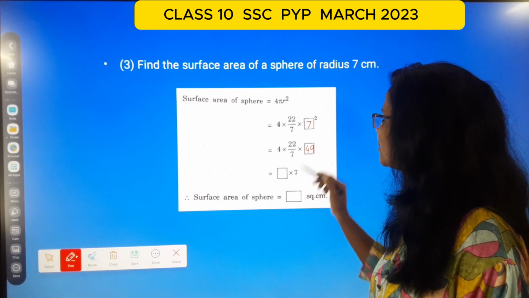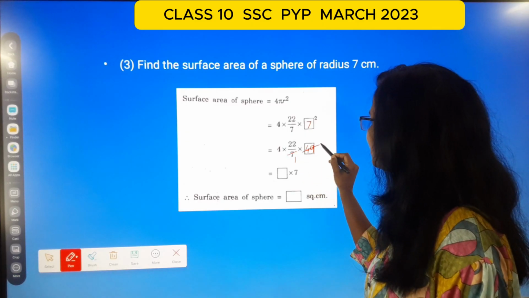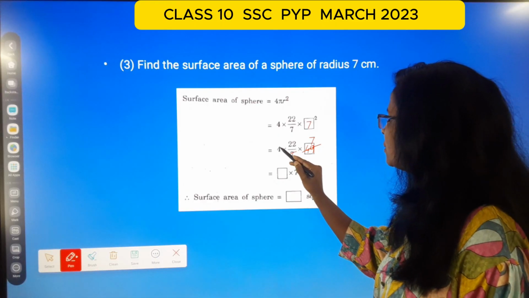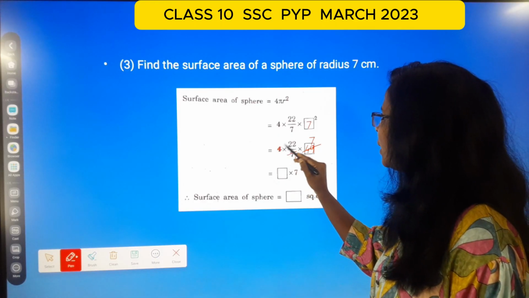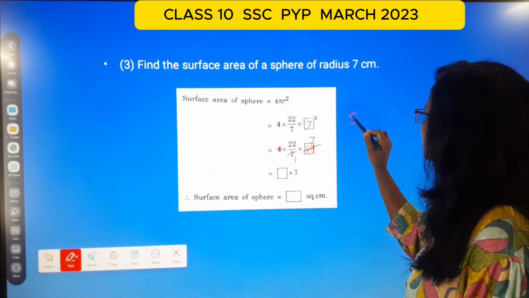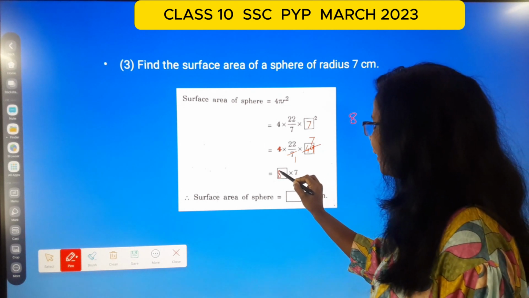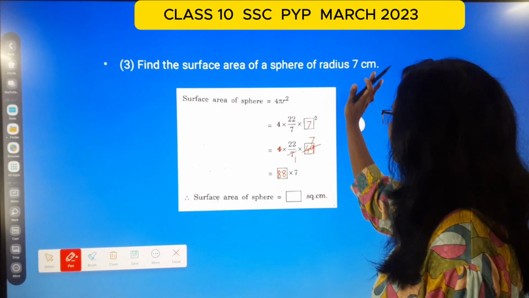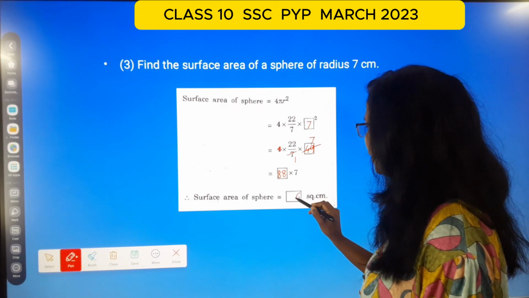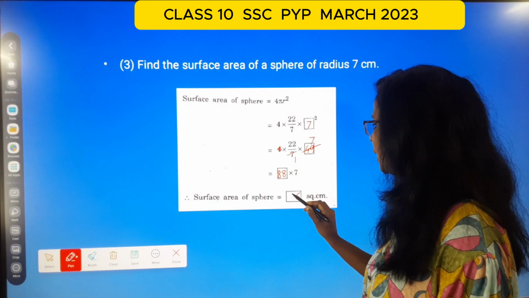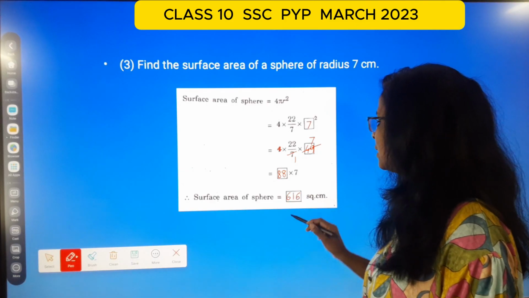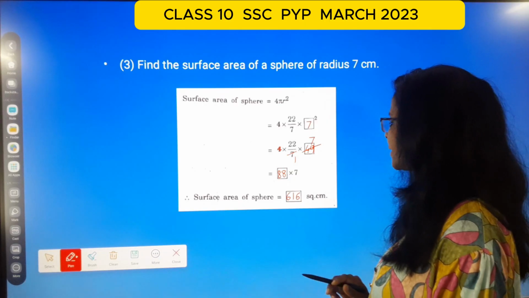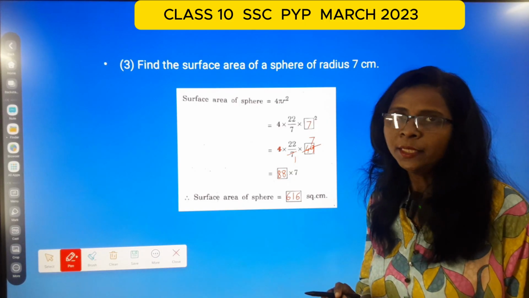So here students, 7 ones are 7, 7 sevens are 49. Then 4 multiply 22 means 88. So I write here 88. 88 multiply 7, that means 616. So the surface area of the sphere is equal to 616 square centimeter.